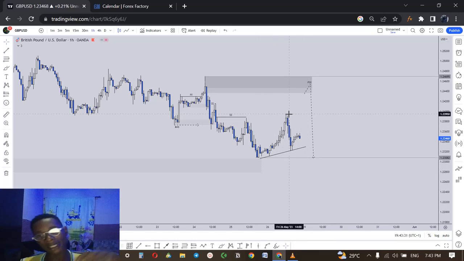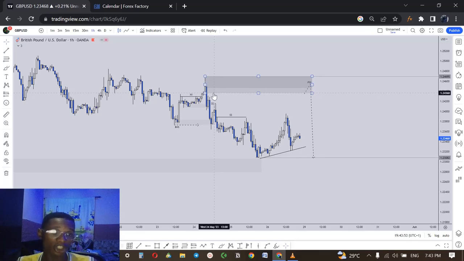I want to see price taking out this buy side liquidity, mitigating this supply zone right here, then giving me my lower time frame confirmation, and then I start looking to short the market down. So this is my personal opinion on Euro USD and GBP USD. This is what I'm really thinking the market should do, right? This is the probability that I'm really seeing on Euro USD and GBP USD.